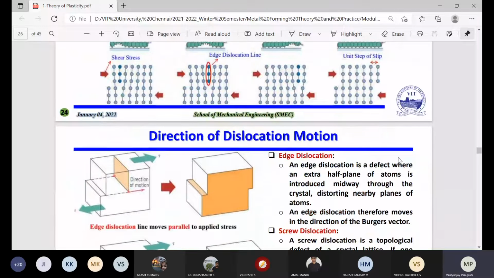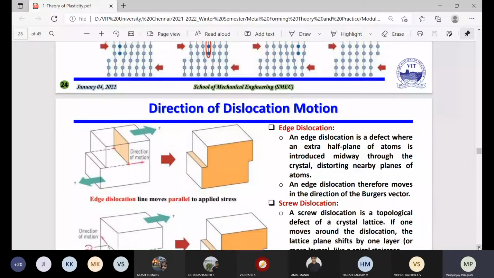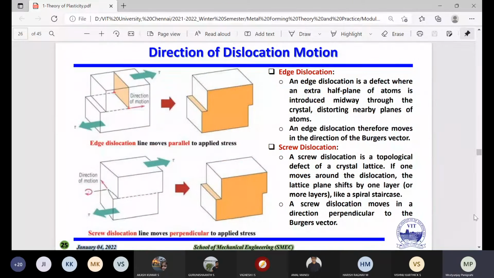Now I put one more slide here for the direction of the dislocation motion. For example, if you know the edge dislocation and the screw dislocation, with the help of both edge and screw you can move from one place to another. If you see the schematic diagram here on the top, I mentioned the basic definition of edge dislocation and screw dislocation. You can cross-check this, because you have studied it in the past. Two things only you have to remember.